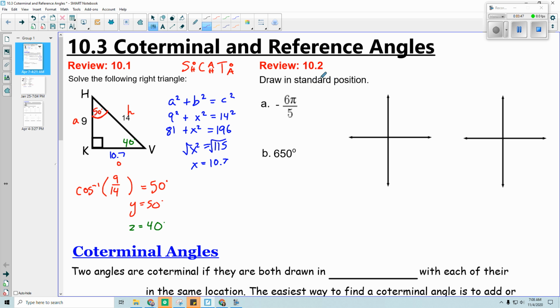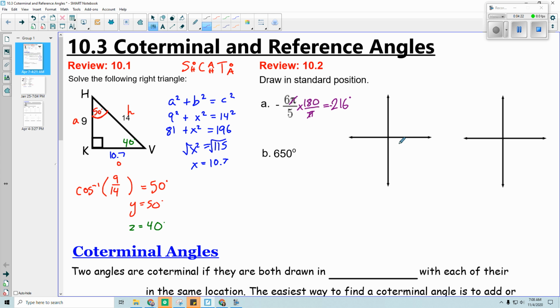The next piece of this, if we're going to draw these angles in standard position like we practiced in the last lesson. So here we have negative 6 pi over 5. In order to draw this, I just have to make sure that I convert it to degrees. So I have to multiply this by 180 divided by pi. The pi's cancel out. I have 6 times 180 divided by 5, which gives me negative 216. Okay, so negative 216 degrees.